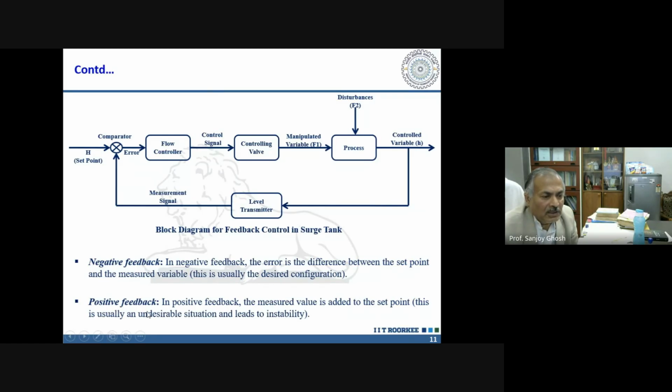Okay. Then positive feedback: the measured value is added to the set point. This is usually an undesirable situation and leads to instability. So generally it doesn't happen, and a general control loop works only with this negative feedback. So this is plus and this is minus only.